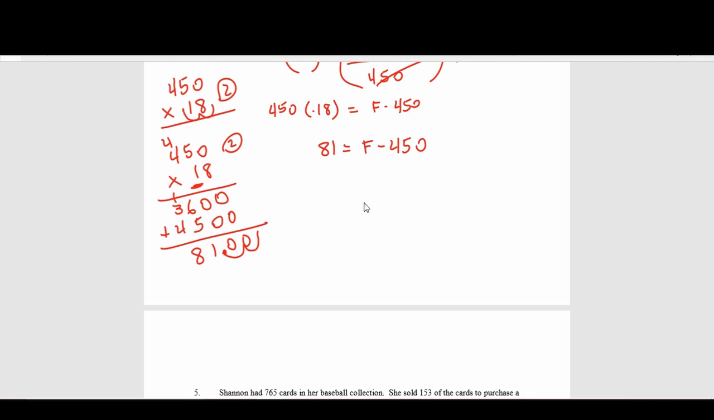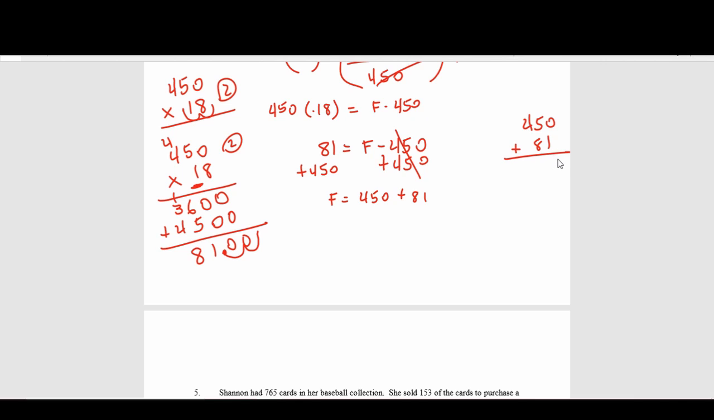So 81 equals F minus 450. Now we're solving for F. We're going to add 450 to both sides. Again, we're doing the opposite of what's going on there. It's subtracted, so we have to add to both sides. This crosses out. We're left with F equals 450 plus 81. Let's do that off to the side so we don't make any mistakes.